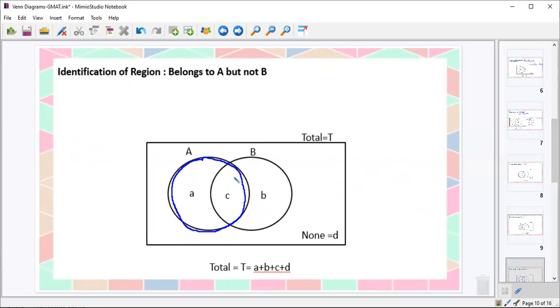So if I want to exclude it, I'm going to remove this part. This part belongs to B. So I'm going to remove this part. What am I left with? I am left with A. So you can say this statement also represents only A. You can write either only A or you can write belongs to A but not B. Both of them represent the same thing.